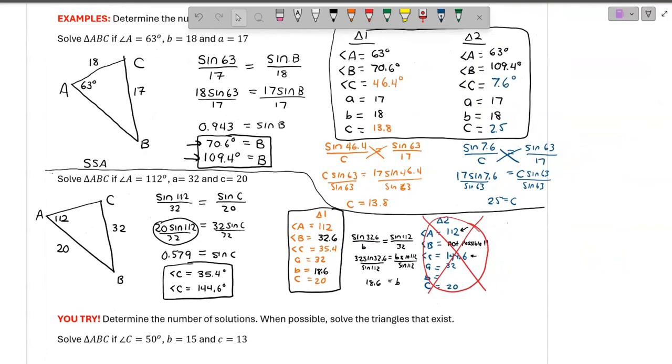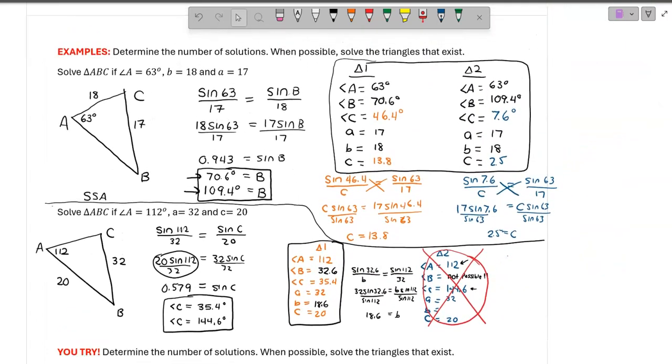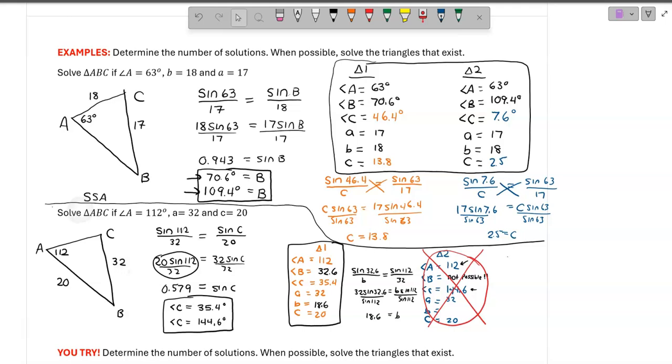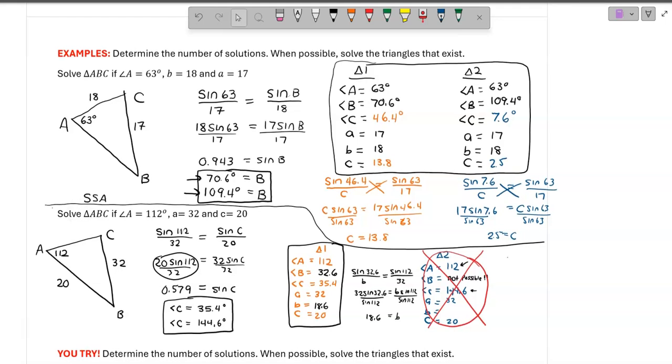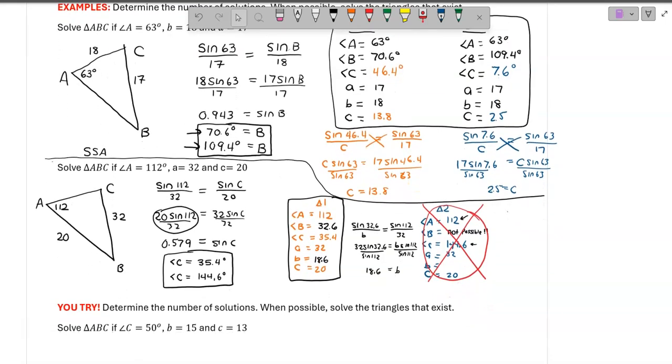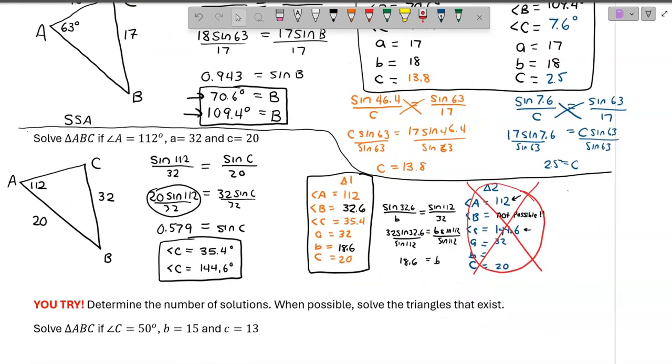So I want you to take a look real quickly before you try some of these about what happens here. Notice the process is very similar in the beginning, and you always assume there are going to be two solutions. And you only start eliminating them as you run into problems. So in example 1, we ran into no problems, which means we had two triangles. In the second example, we ran into a problem because the triangle sum theorem failed for the second triangle. Therefore, there was only one unique solution to this problem.